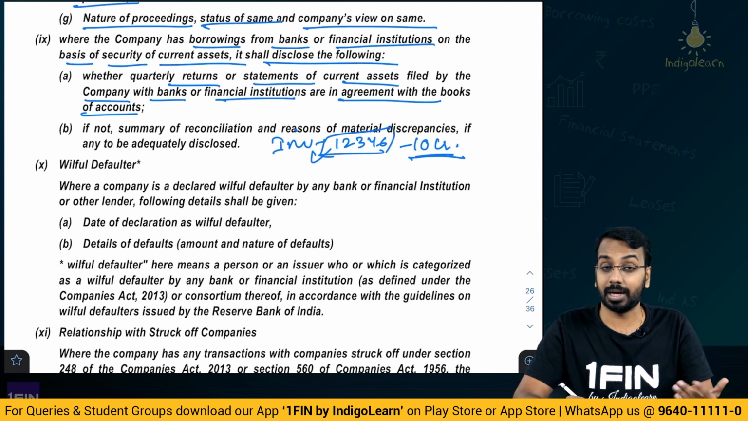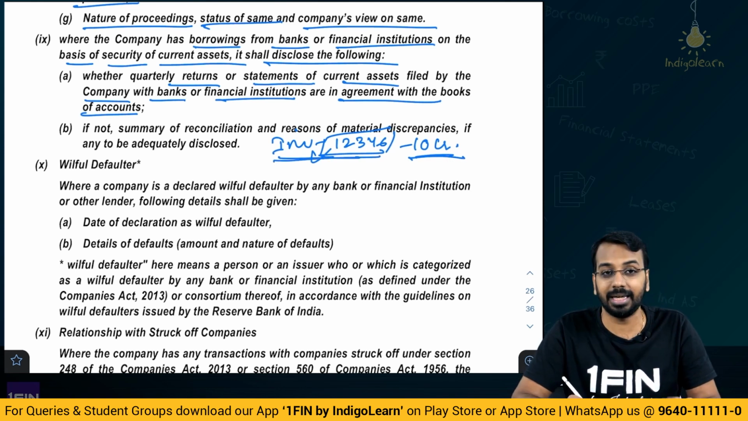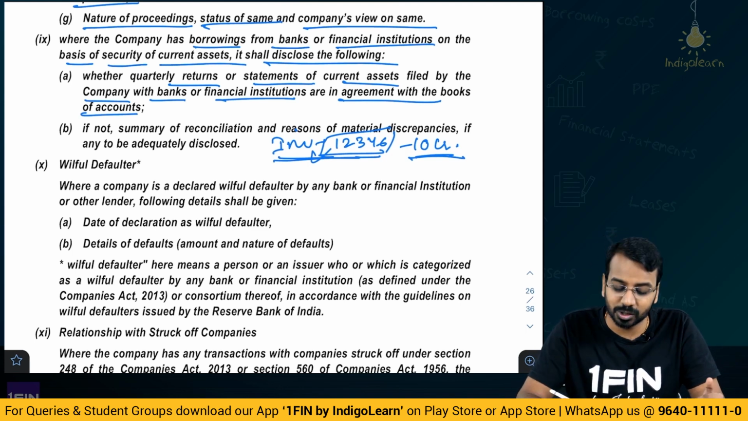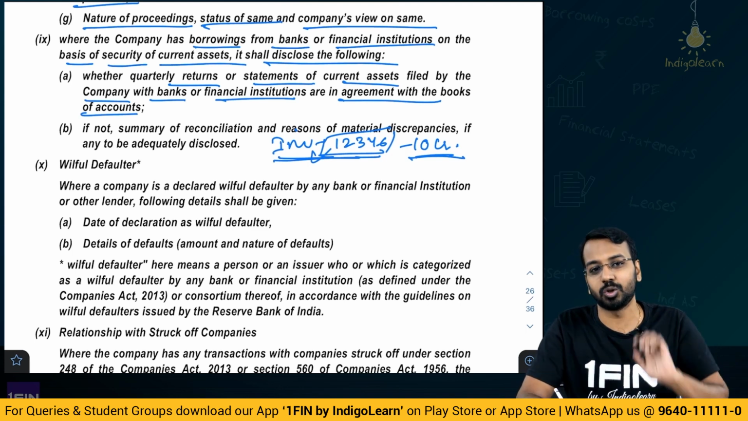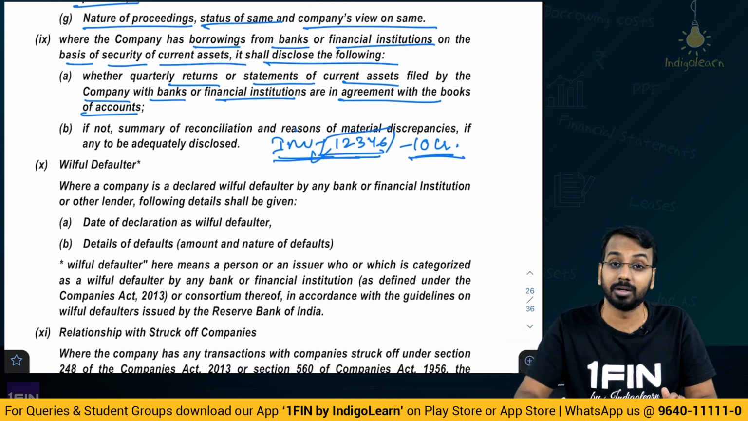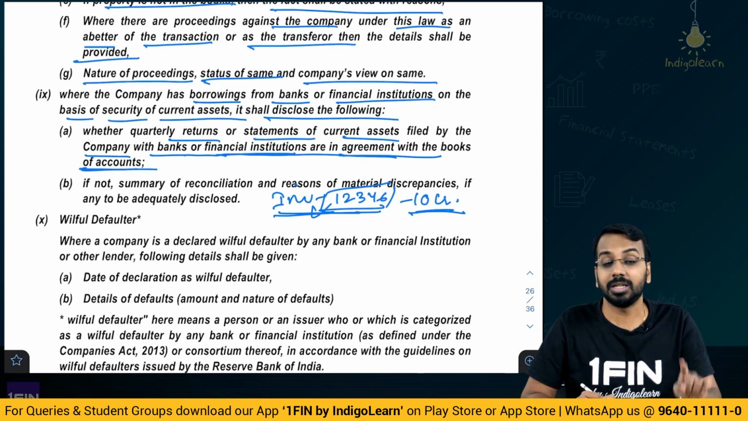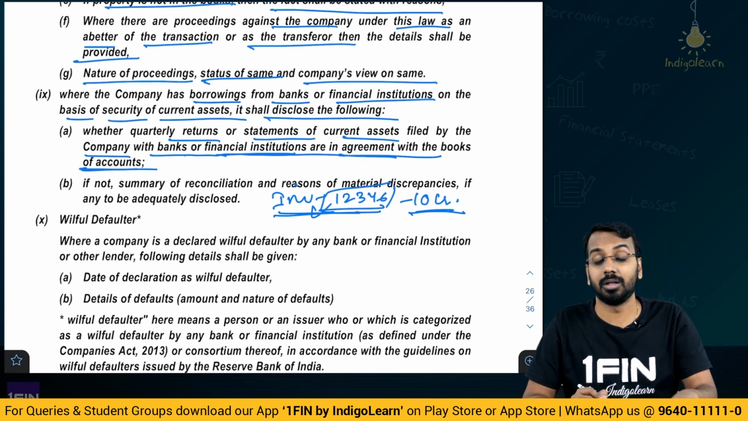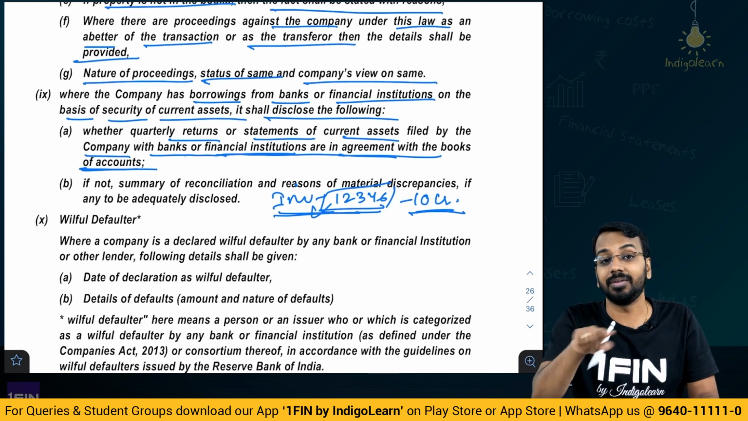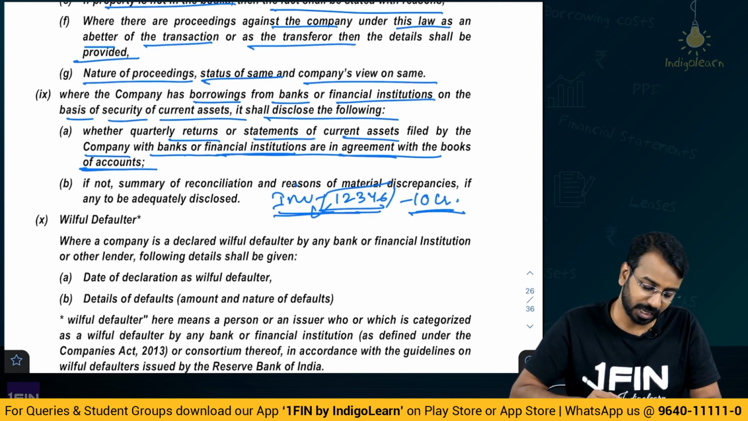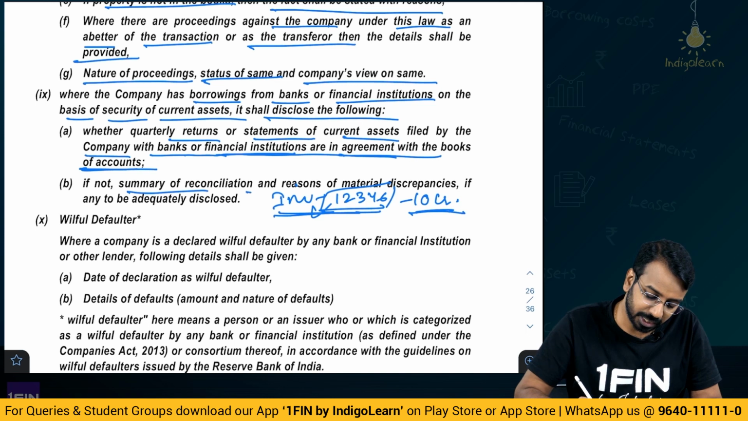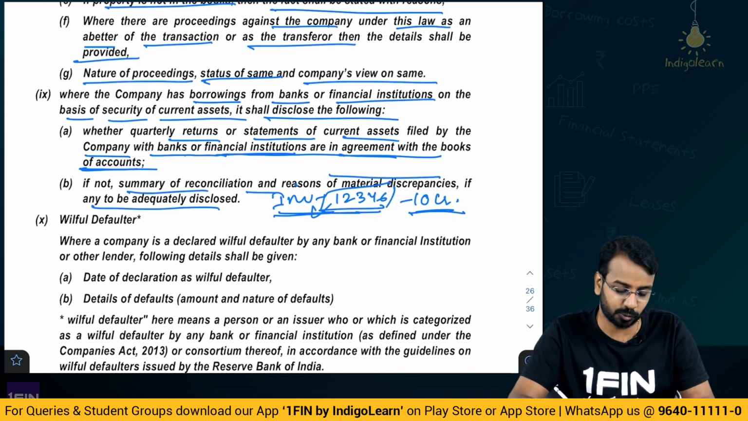Now what we are supposed to do actually is, when we sell this inventory, we have to repay the money to the bank, but companies may not pay. So when preparing the statement, they will say this inventory is unsold, but the inventory actually may have been sold. So here the thing is whether these are in agreement with the books of account. In the books you are saying that inventory is sold, but are you saying that for the bank the inventory is still in your possession? That you have to disclose. And if not, summary of reconciliation and reason of material discrepancies, if any, are to be adequately disclosed.